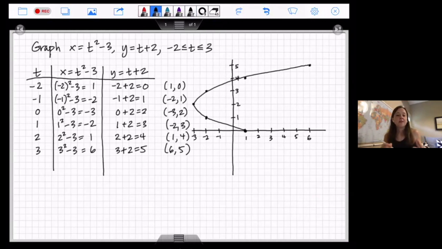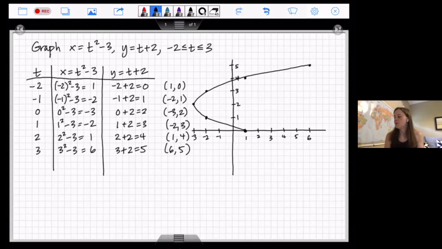All right, and notice that I stop at the points on the end, the 1 comma 0 and the 6 comma 5. I stop there because the problem asks us to graph it just for t between -2 and 3 inclusive. So I'm going to stop there and not put arrows on the end of the graph. Okay, and the last thing that I'm going to do is draw some arrows on this graph.